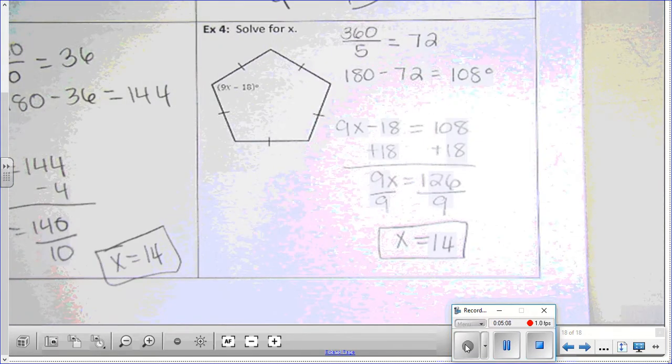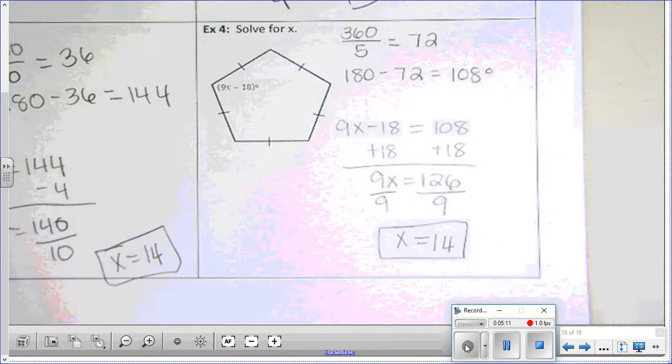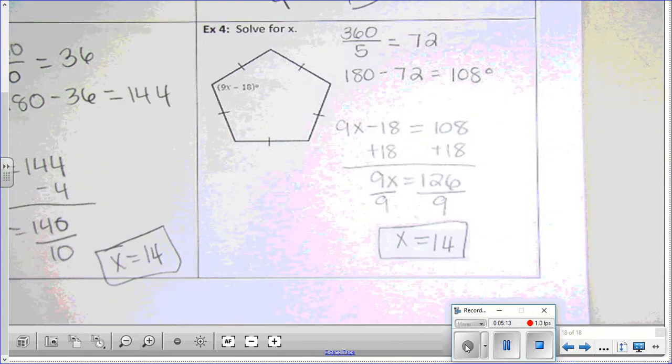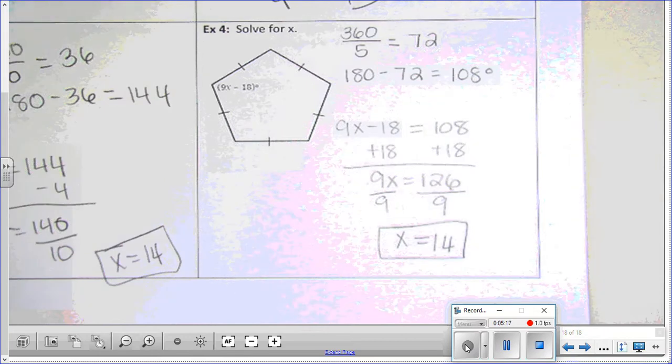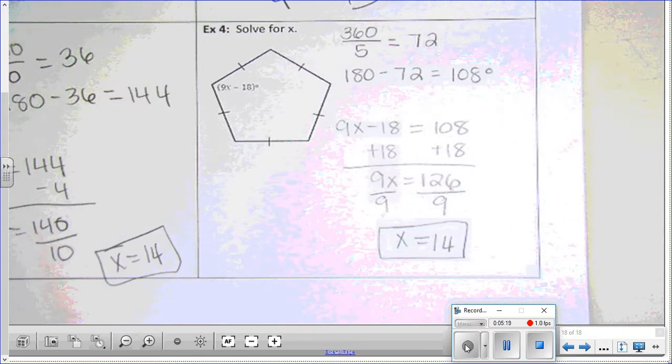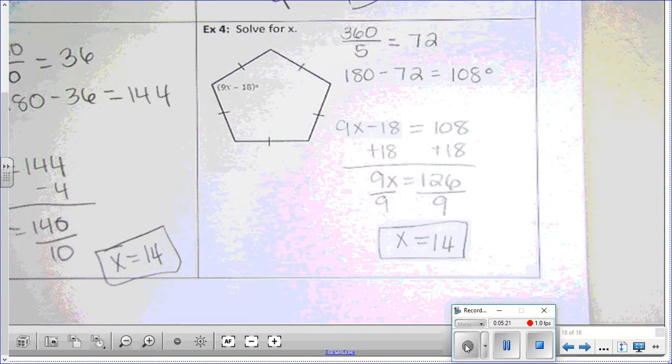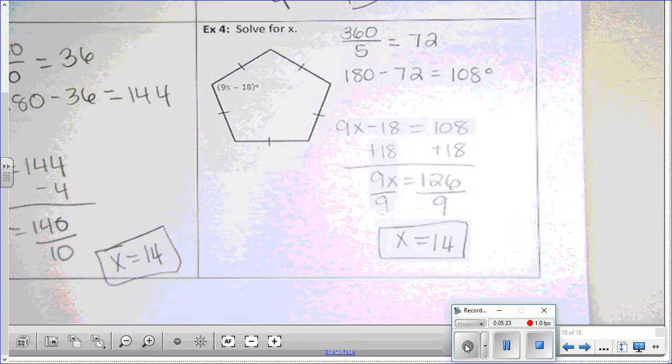Alright, so when you work that out, you should see that the exterior angle is 72 degrees, which makes all the interior angles 108 degrees each. Set the 9x minus 18 equal to 108, and then you get x is 14. Any questions there?